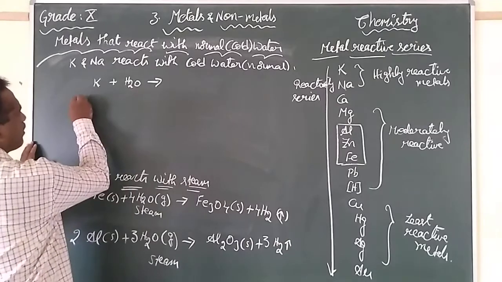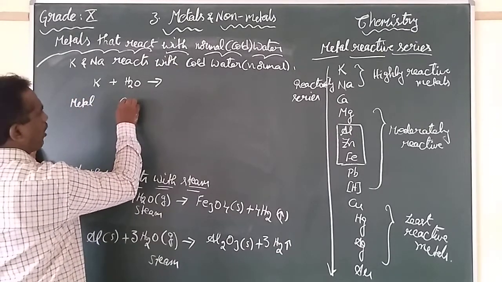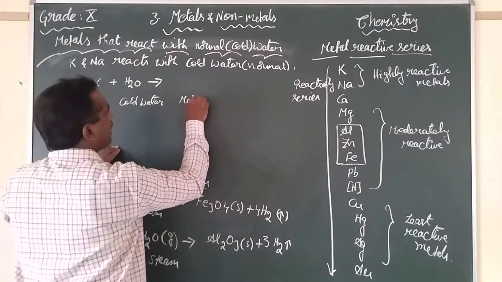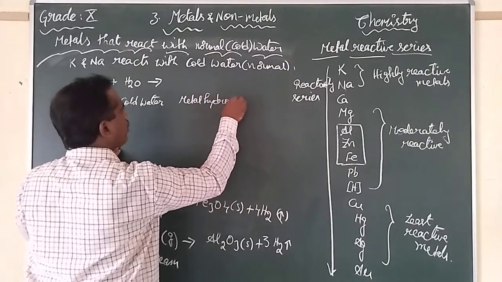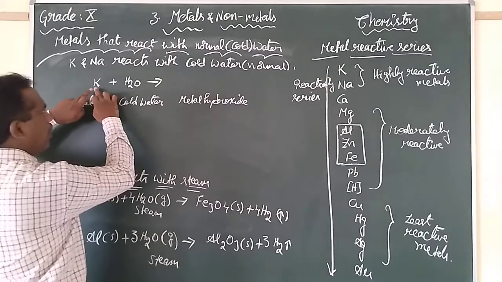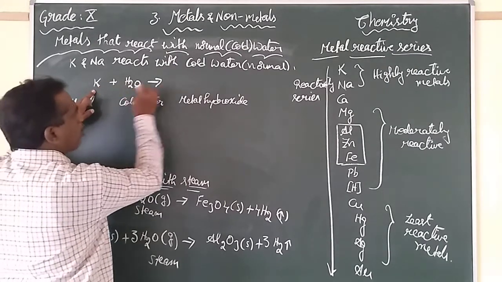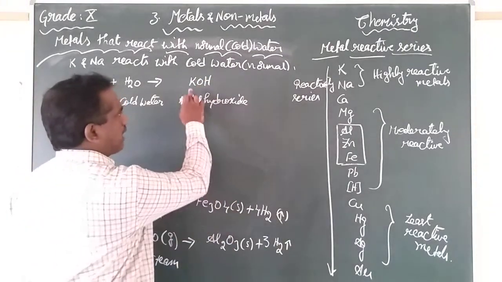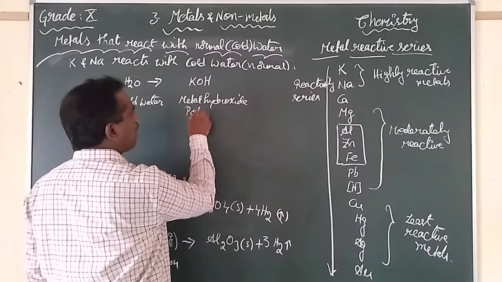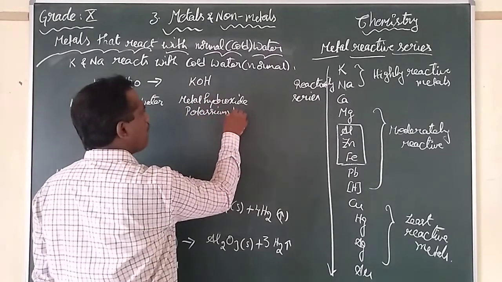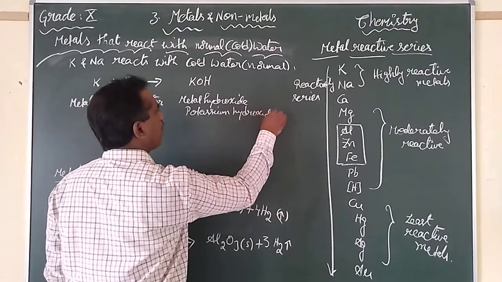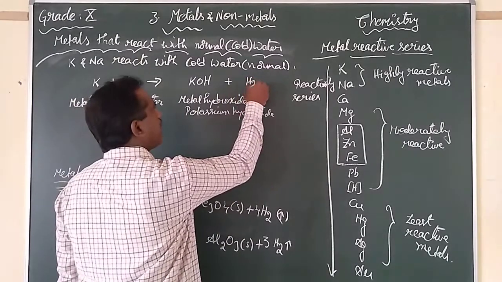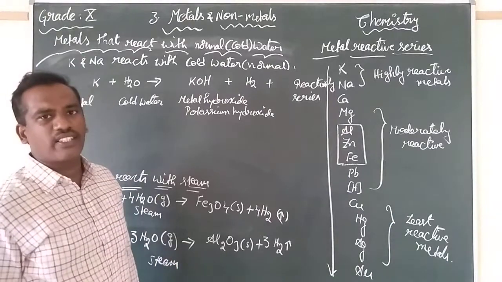So, metal when reacted with cold water or the normal water, like potassium, is going to form metal hydroxide. What is it going to form? Metal hydroxide. Please observe potassium hydroxide. Here what does it need to form? Potassium hydroxide. The metal is potassium, so what is the compound that will be formed? Potassium hydroxide. We know the formula of potassium hydroxide. It is KOH. Along with that, it is going to release hydrogen gas.